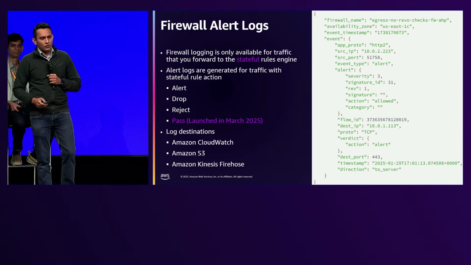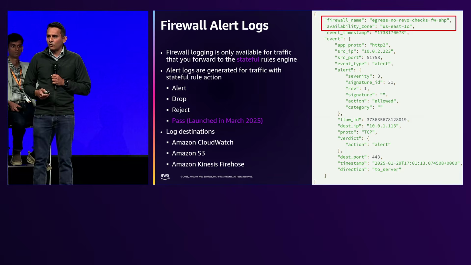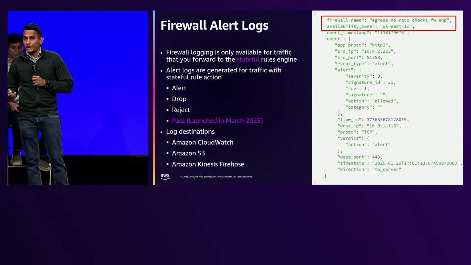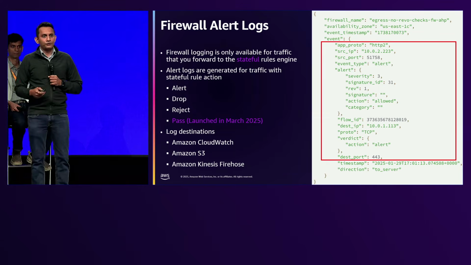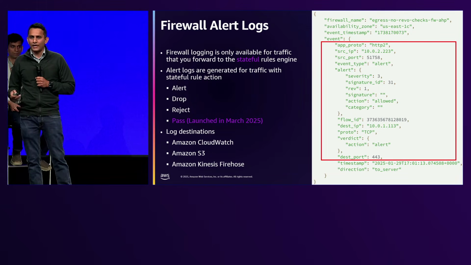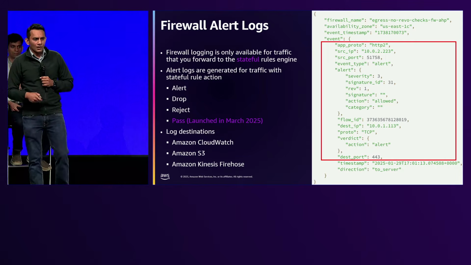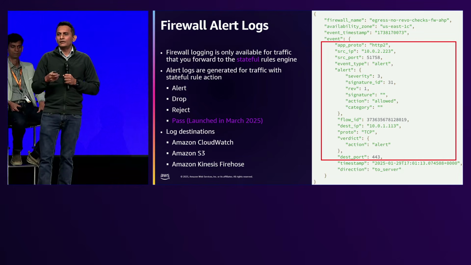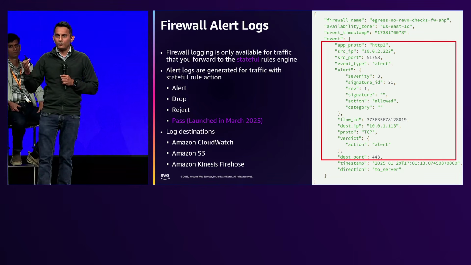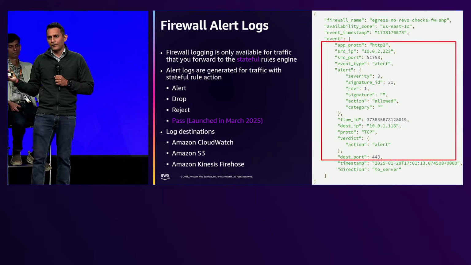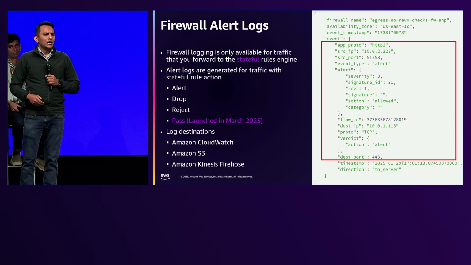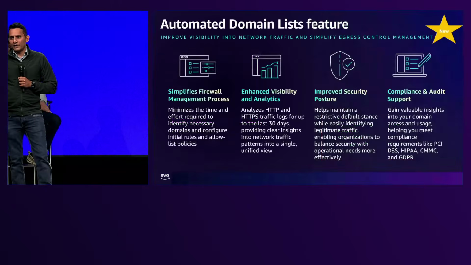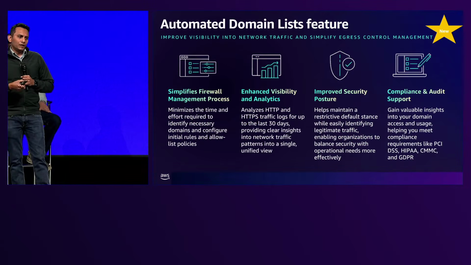Now in this alert log, you will see the name of the firewall and the availability zone where it is deployed. You'll also see the traffic parameters such as IP addresses, protocols, port numbers, and the action that the firewall took. So using all this insight, you can have a much more granular view of the traffic profile and update your policies accordingly. To further simplify your operations and give you visibility, we launched a feature called automated domain list.